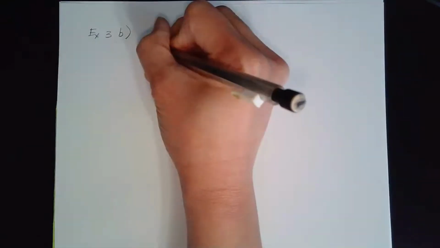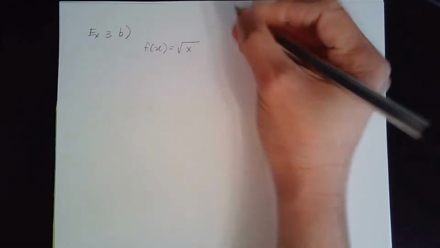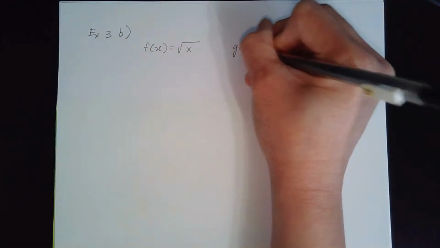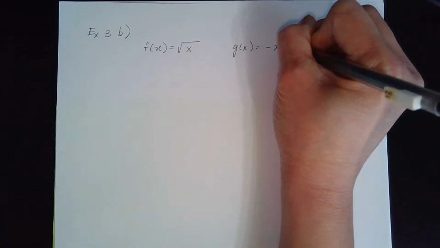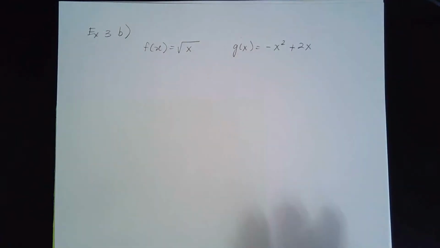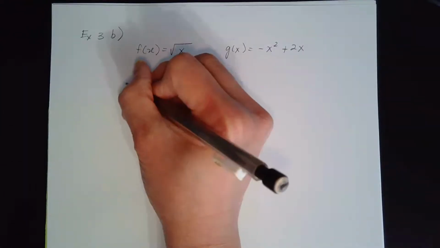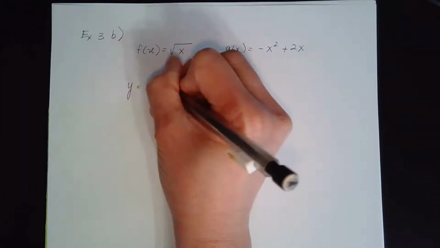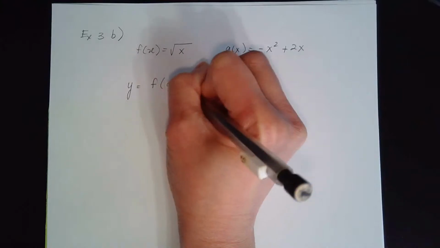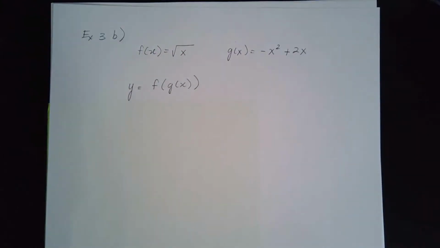We got 4.3.40. Again, I'm going to just write down f of x. f of x is the square root of x, and g of x is equal to negative x squared plus 2x. And then this time for 3b, we need to figure out the f of g of x.